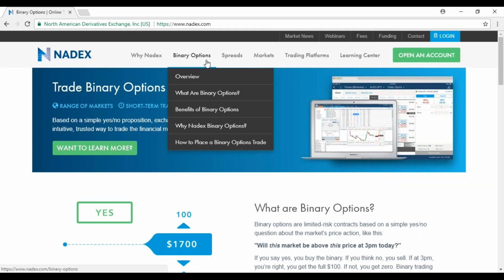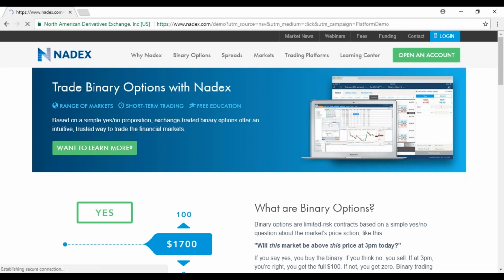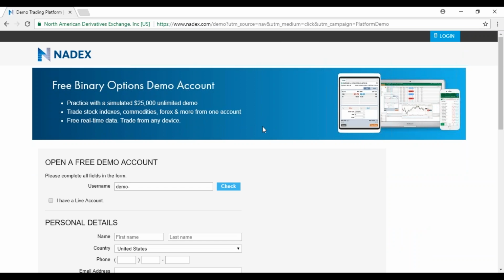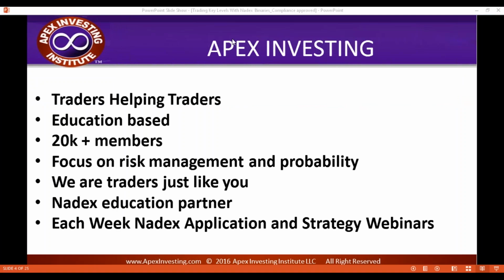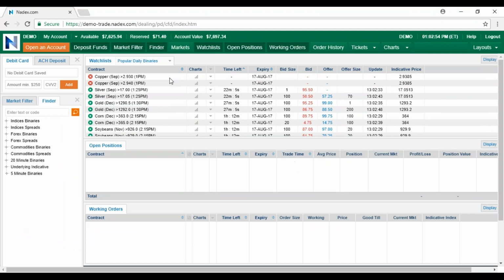All right. Right here under trading platforms, Nadex has the online platform, and they've got a great mobile app. But right here, demo trading platform. If you don't have one of these, hop on literally right now while we're on this webinar and get one. Nadex will give you a free $25,000 demo trading account. You can select a quick username, fill out your information, and hit open demo. In just a few moments, you'll get an email with a temporary password. You can log right into the Nadex demo platform.